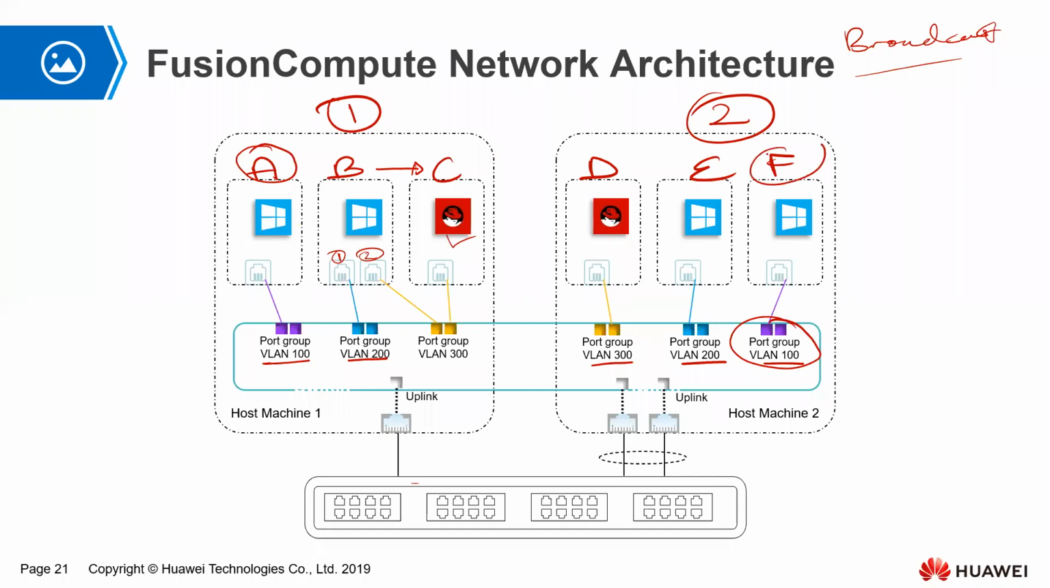Virtual machine F is on physical host 2, and this is physical host 1. They have a distributed virtual switch. Do you think for virtual machine A to be able to communicate with virtual machine F, it will have to go through the physical device?